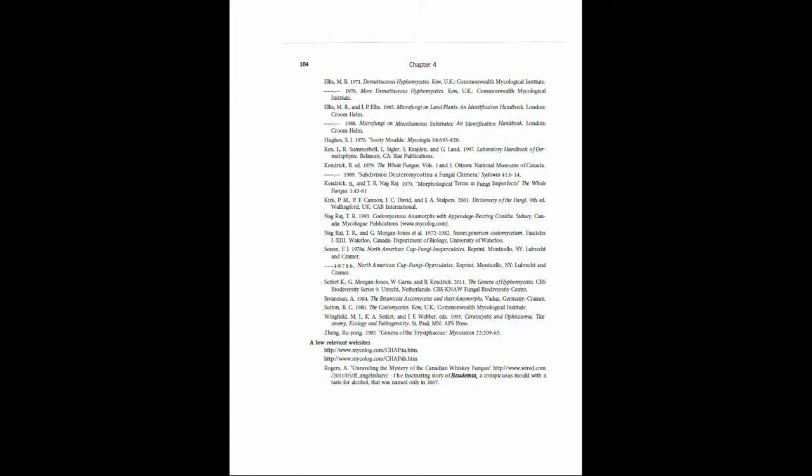1989. Subdivision Deuteromycotina. Fungi Canadian Journal of Botany 41:6-14. Kendrick, B. and T. R. Nag Raj. 1979. Morphological Terms in Fungi Imperfecti. The Whole Fungus 1:43-61. Kirk, P. M., P. F. Cannon, J. C. David, and J. A. Stalpers. 2001. Dictionary of the Fungi. 9th ed. Wallingford, UK, CAB International.